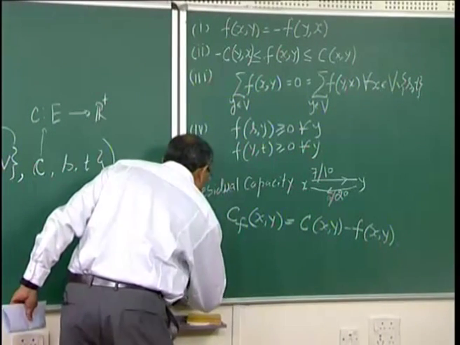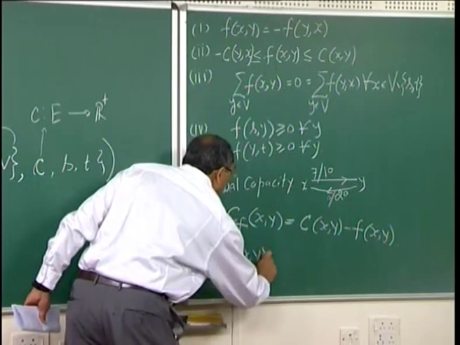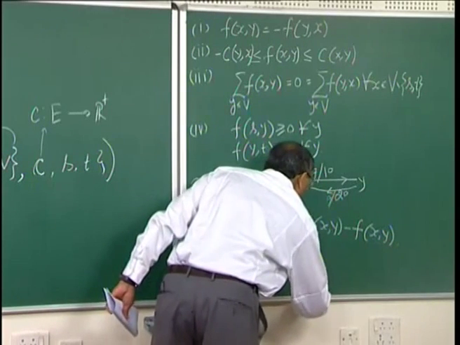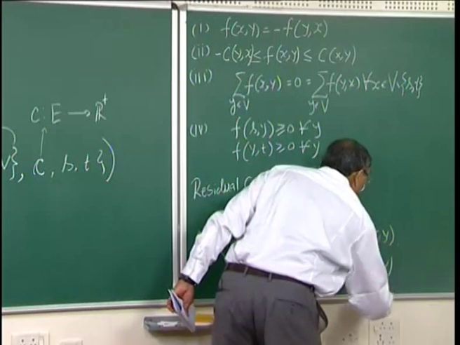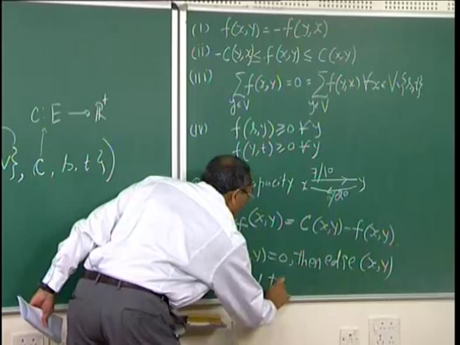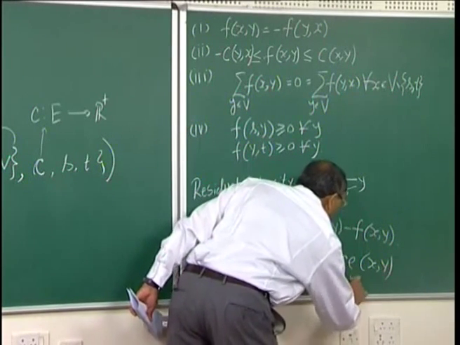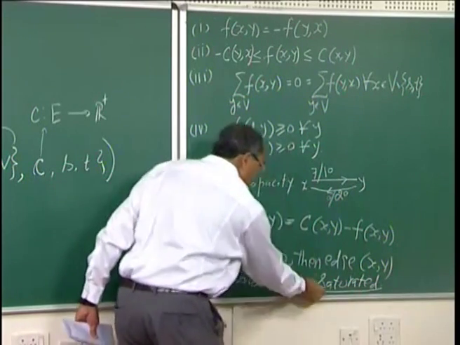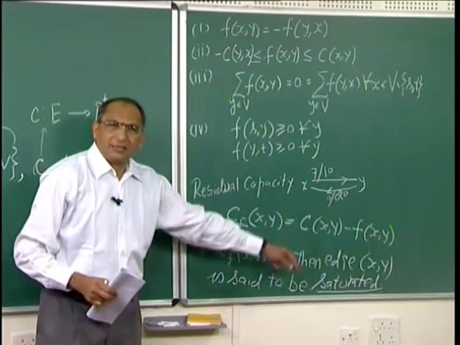If C_f(x, y) is 0, then edge (x, y) is said to be saturated. So, no further flow is possible in the given direction x to y.